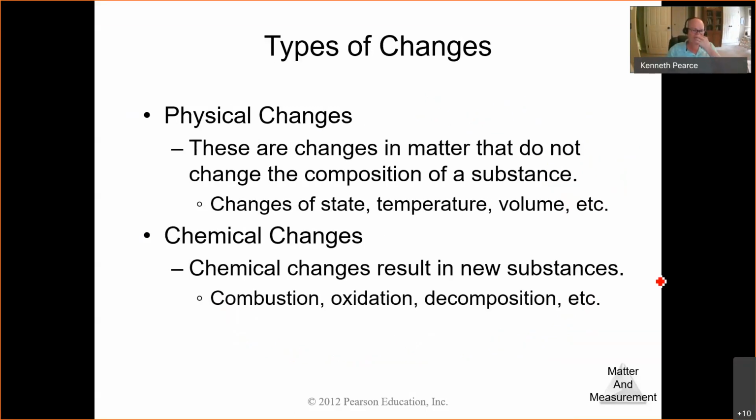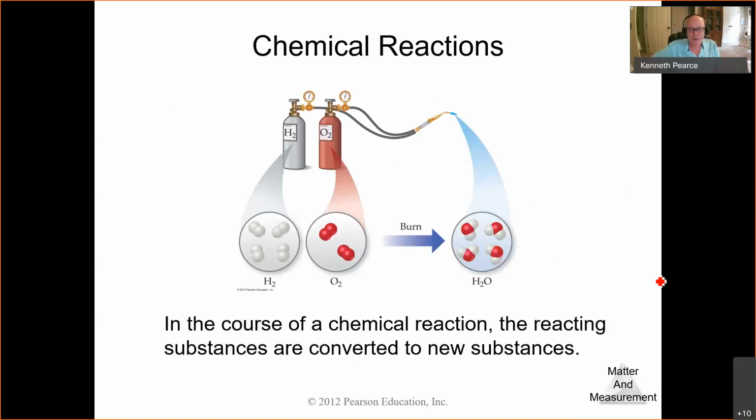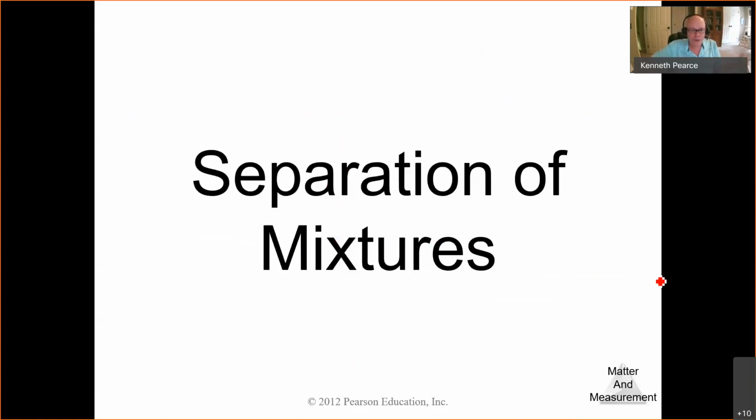Now, physical changes and chemical changes are the same deal as physical and chemical properties. It's the same thing. It just depends on whether you're having a change or not. Chemical reactions, we're going to get into that next chapter. Okay, don't worry about that.